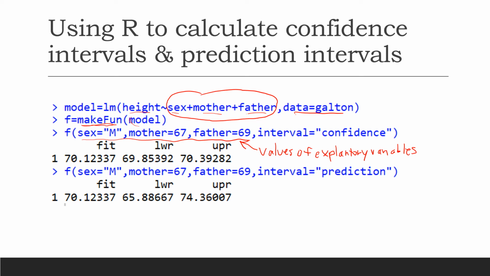And then I'm telling it whether I want a confidence interval, that would be for the mean or for the model value, or if I want a prediction interval for the individual values. Once I use this f function that I made, it's going to tell me the fitted value, and that's going to be the same regardless of whether I'm making a confidence interval or prediction interval. And then it's going to give me the lower and upper limits here for a confidence interval, and then here for the prediction interval.